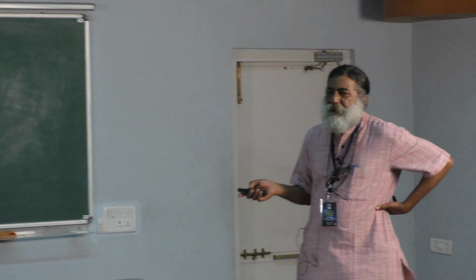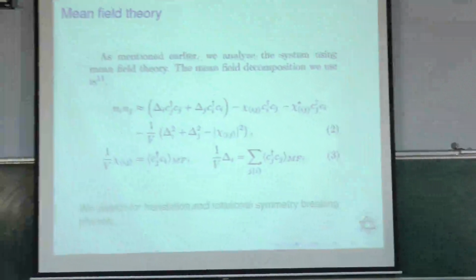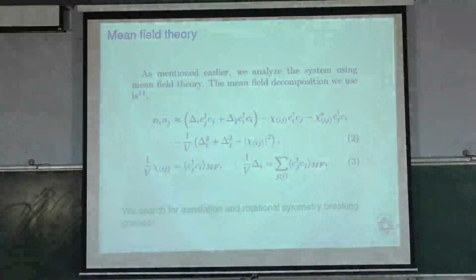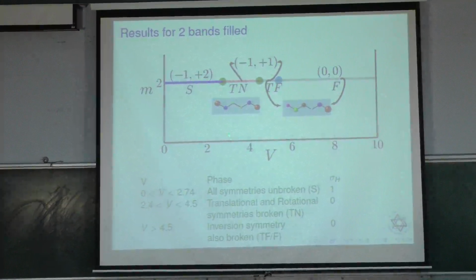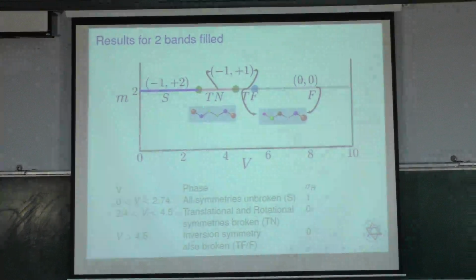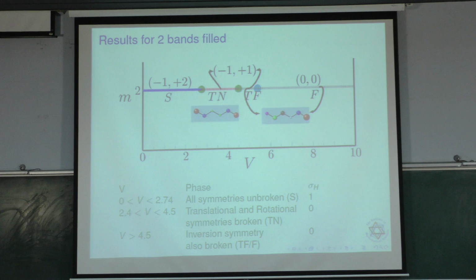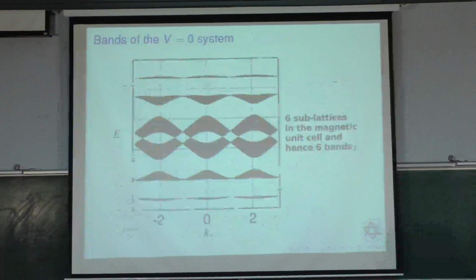I won't go through too much of the details. We analyze it using mean field theory, which is the simplest approximation that you can do. And we will search for translation and rotational symmetry breaking phases. So what we find is there are transitions. The initial point is a completely symmetric phase, with the system having all the symmetries of the lattice. Oh, let me just go through one of the things again.